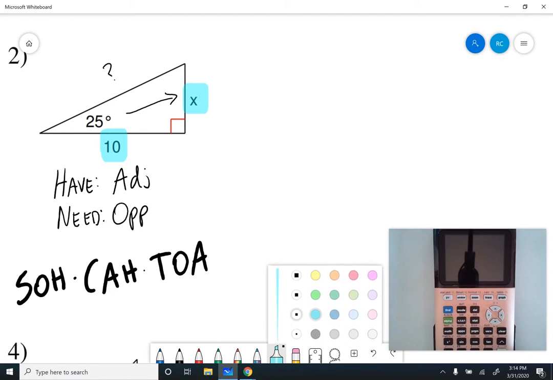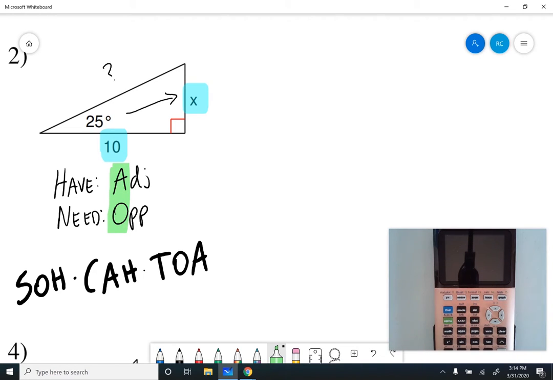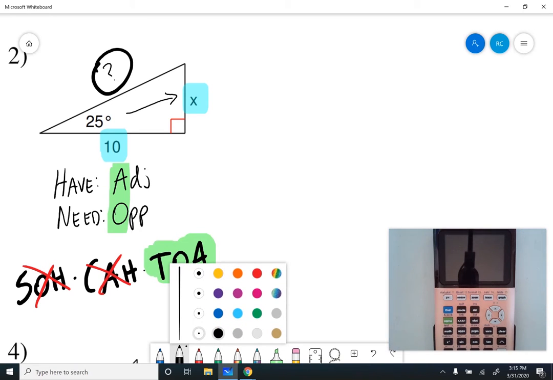Okay, let's use a different color. We have adjacent, we need opposite. Which one of these has both? The only one that has both what we've got and what we need is tangent. Tangent is the only one that has both opposite and adjacent. If we knew what the hypotenuse was, then we could use one of the other ones and it would work just as well. But because we don't care about the hypotenuse, we don't really care about any ratio that has the hypotenuse in it.